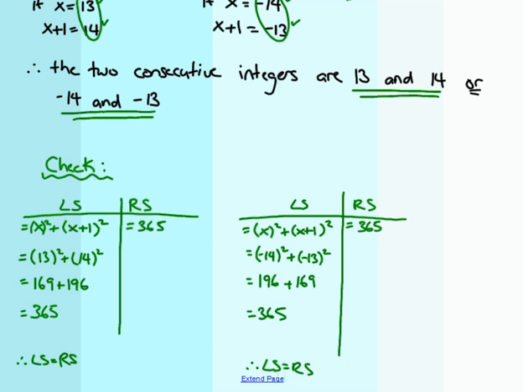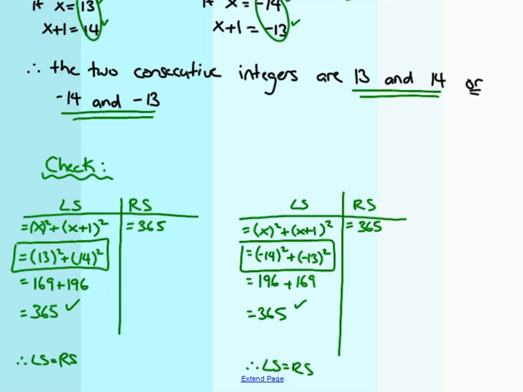And at the bottom, you can see that I just did a check really quickly. So over here in this step, I decided to just square both the 13 and the 14, and lo and behold, I do get 365 when I add them. Notice that in the other check, when I square negative 14 and negative 13, well, they should give me the exact same numbers as before. The negatives would just disappear. And when I add them, again, 365. So both of these work.